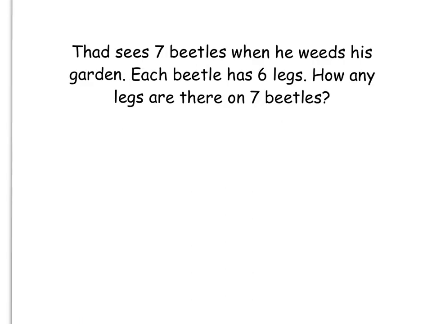Problem 1 reads, Thad sees 7 beetles when he weeds his garden. Each beetle has 6 legs. How many legs are there on 7 beetles? Let's go ahead and annotate.